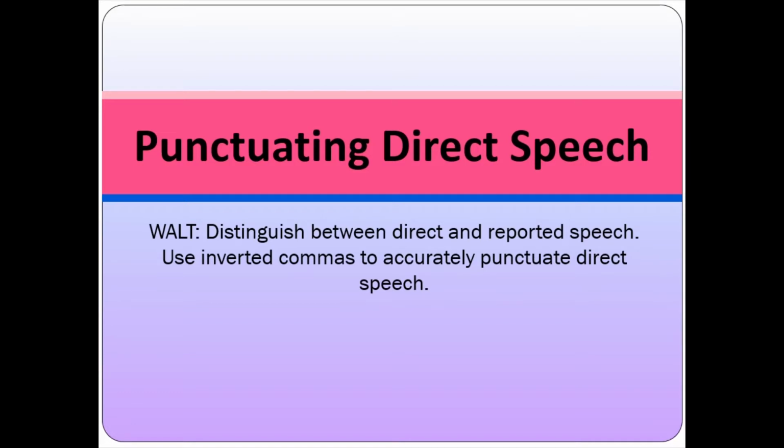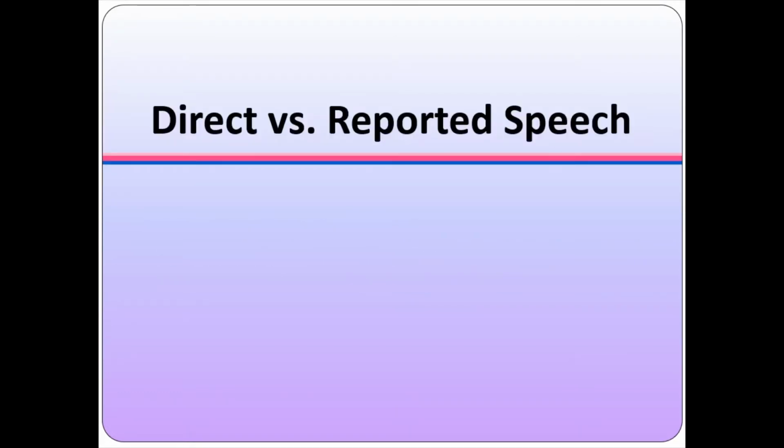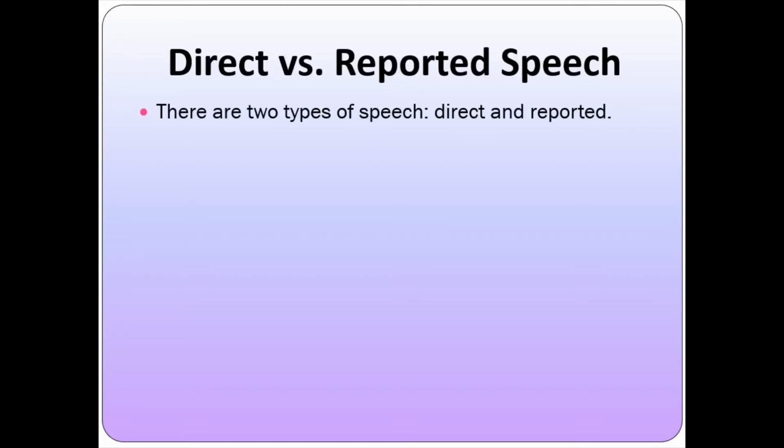We'll be looking at punctuating direct speech. Again, another SPAG revision session. So let's have a little look at direct versus reported speech. Okay, so direct versus reported speech. There are two types, direct and reported.